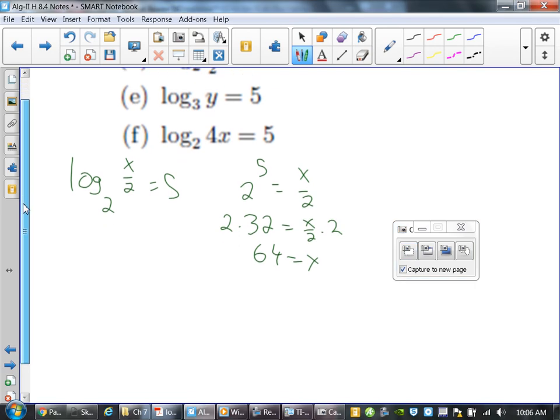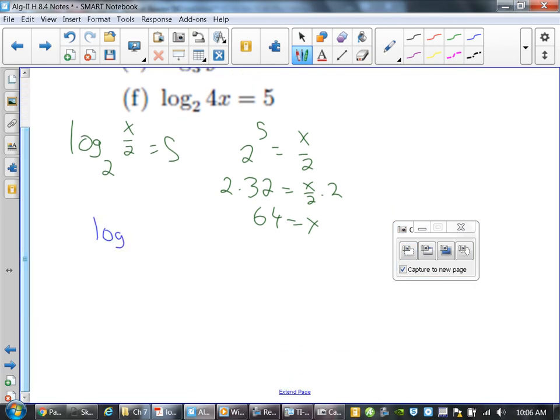Log base 3 of y is 5. So that means 3 to the 5th is? Well, 3 to the 5th. I was going to say 3 to the 4th we know is 81, and we can do 81 times 3 in our heads, right?